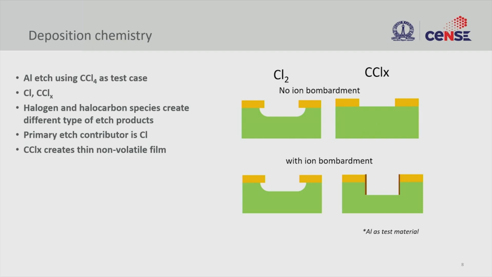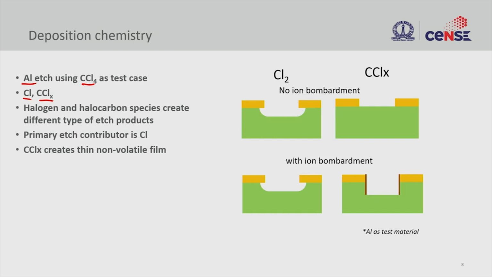And let's look at the importance of ions in terms of chemistry as well, right? So let's take aluminium as an example, and then CCl4 is the gas that we are going to expose, and it will generate a chlorine radical or CClX, let's say. So this is what it is going to generate.